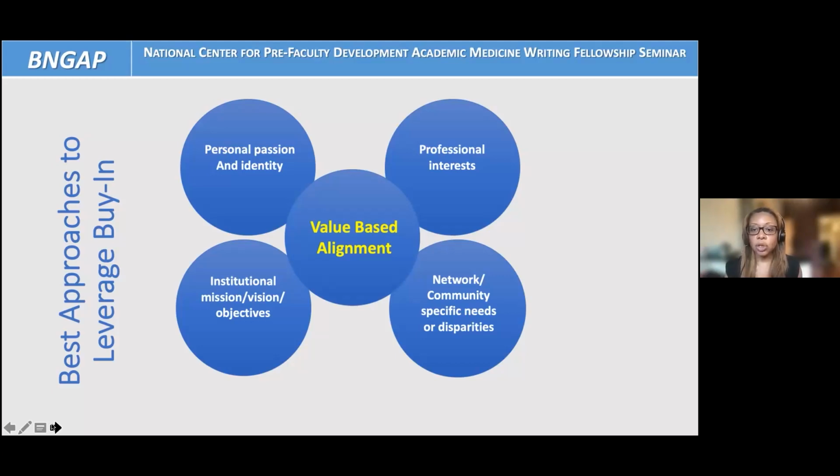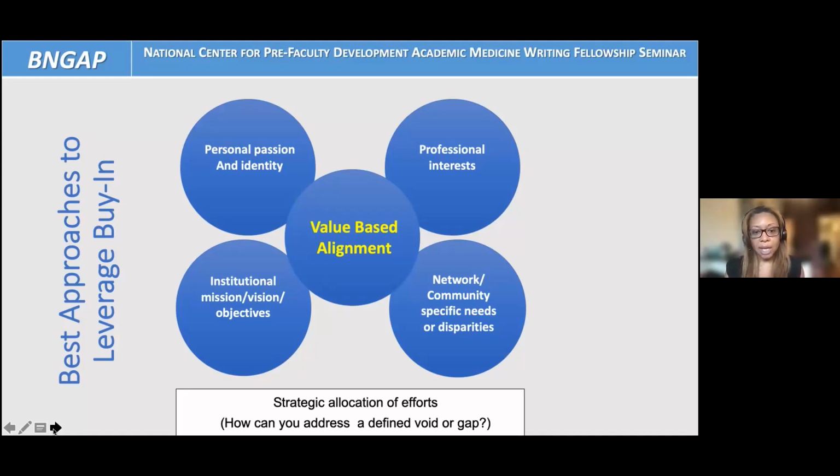Now, how do you use your community and how do you network within those communities for those specific needs or disparities? And then does it align with your institutional mission, vision, or objectives? If it doesn't align with your institutional mission or objectives, then it's just not going to work. So it's really important that you leverage these things and get buy-in from the leadership. So you want to make sure you allocate your efforts. And how do you address a defined void or gap?